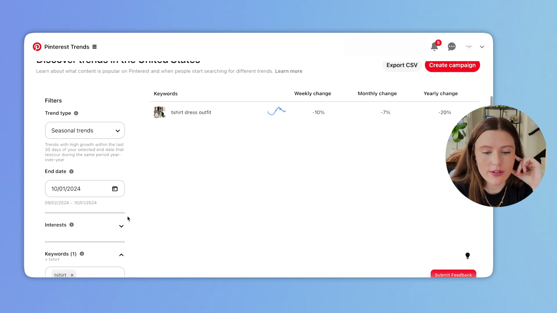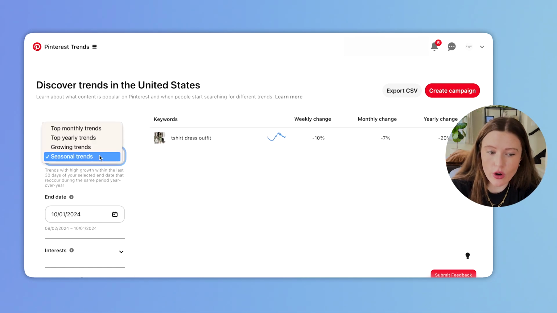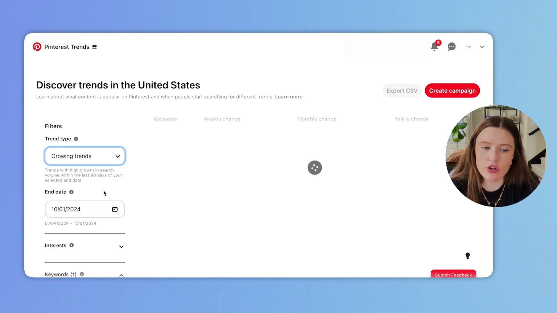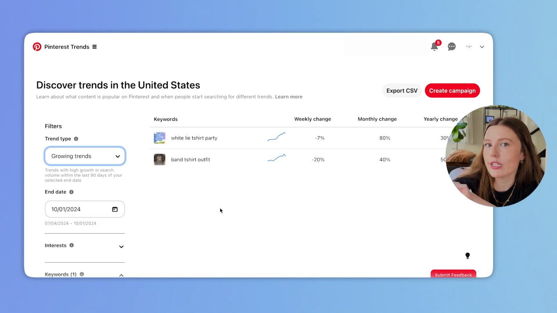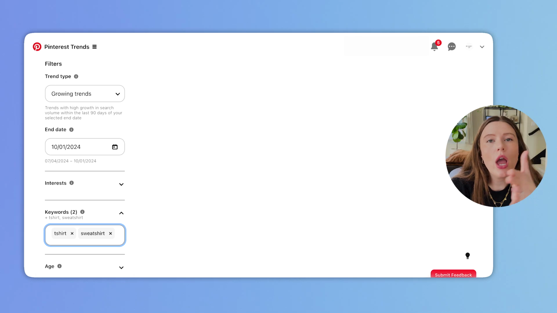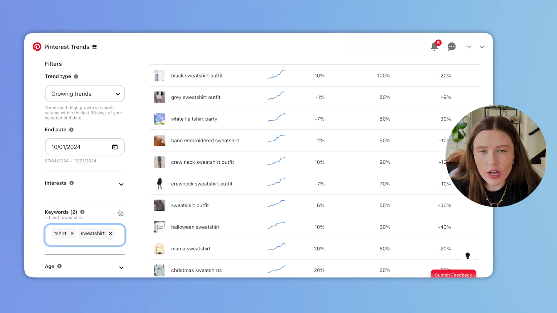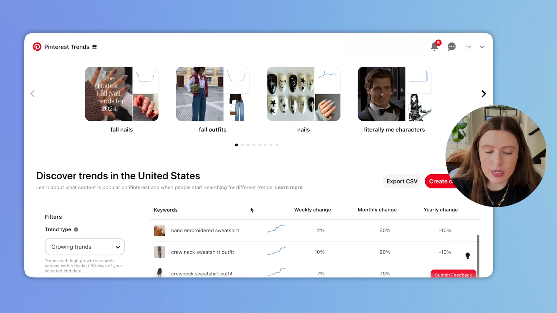The other thing you can do on the Discover Trends in the United States is you can also give it a list of criteria to understand what are the growing trends in a specific category. So what I'll do is I'll change this to make sure it says growing trends. I'll leave the end date here, and I'll give it specific keywords. Like we just saw, you can type in and search. You can add those here and have the system tell you within this category, for free, what are the growing trends associated with these search terms on Pinterest.